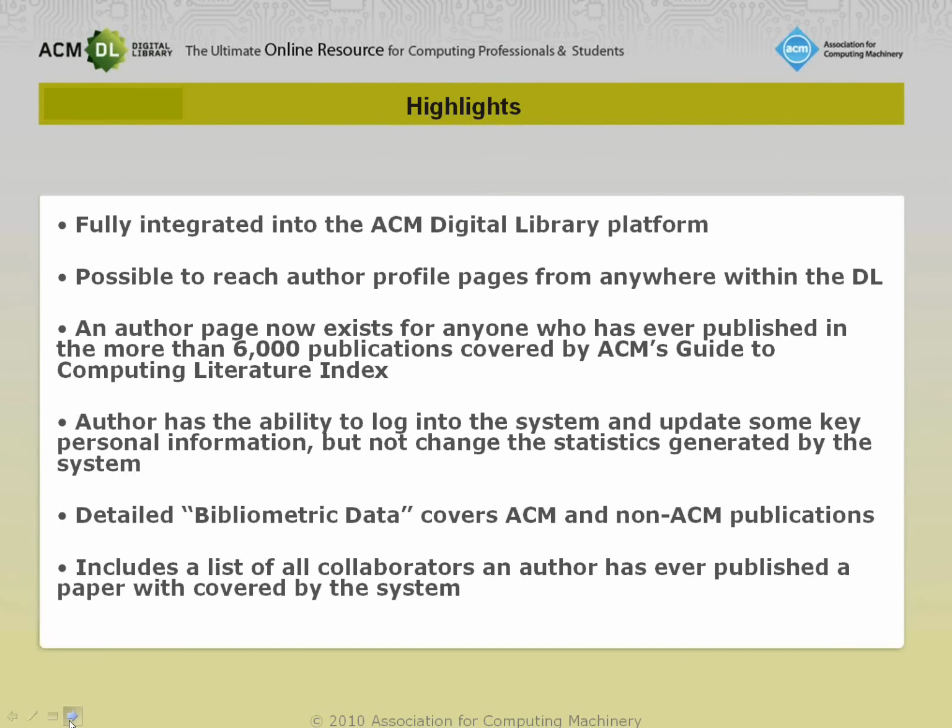Another important element is that there are author pages now for anyone who has ever published in the more than 6,000 publications covered by the ACM's Guide to Computing Literature Index. Now, this is a guide and index that ACM has been publishing for well over 20 years and in a digital format for over a decade, and it really serves as the most comprehensive bibliographic database that is solely focused on the computer science field and the computing field.